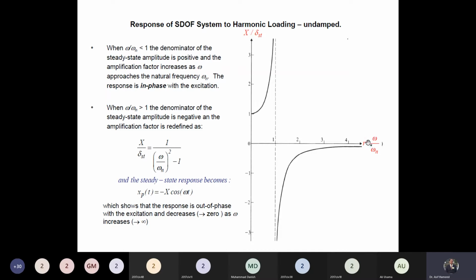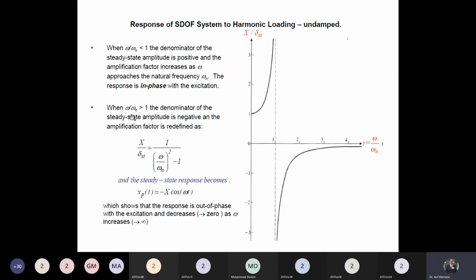As you go on increasing the omega value, because omega n is a constant value for a particular system, the amplification factor will increase. This line you can check. And the response is in phase with the applied loading when omega over omega n is less than 1.